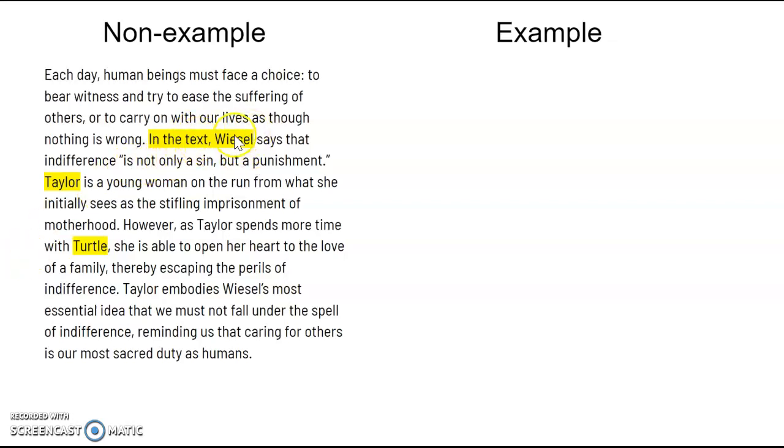What text? Who's Wiesel? "Taylor is a young woman on the run from what she initially sees as the stifling imprisonment of motherhood." Who's Taylor? Are we still talking about the same text? Still feeling confused. "However, as Taylor spends more time with Turtle," who's Turtle? What are you talking about? When we introduce new ideas, new texts, or new characters without any context, it can be really confusing for the reader.